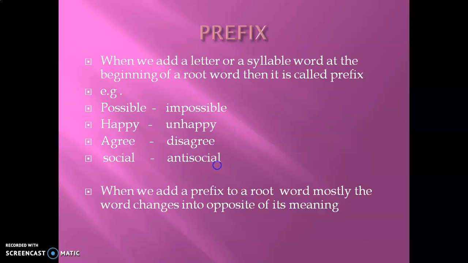Now let us see what is prefix. When we add a letter or a syllable at the beginning of a root word, then it is called a prefix. For example, here before the word possible we add im, so it becomes impossible. Before the word happy, if we add un, it becomes unhappy. If we add dis before the word agree, it becomes disagree. If we add anti before the root word social, it becomes antisocial. So here im, un, dis, anti, these are all prefixes. Whenever we add prefixes to a root word, mostly the word changes into the opposite of its meaning.